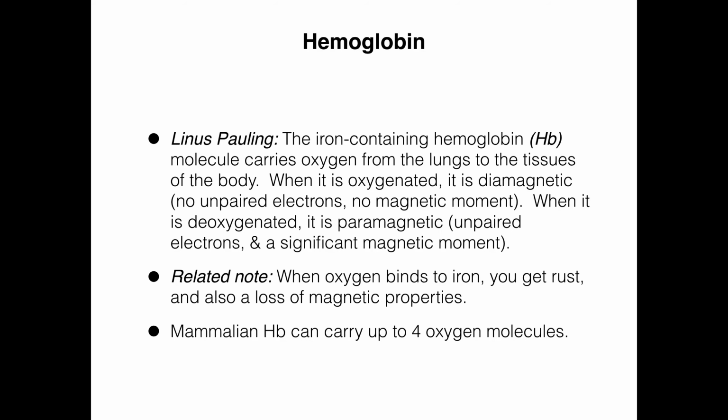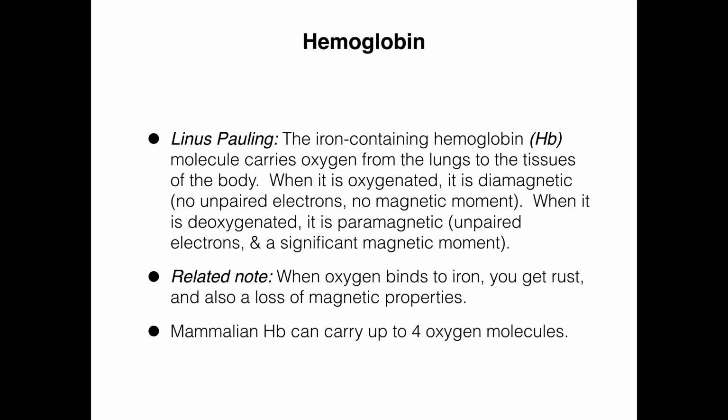So just to zoom out a bit, this idea of hemoglobin. We've known about the hemoglobin molecule since Linus Pauling characterized it. The idea is that this molecule lets the body carry oxygen from the lungs to the tissues of the body that need it, including the brain. When hemoglobin is oxygenated, it has no magnetic moment. It's diamagnetic. When it's deoxygenated, when it's delivered its oxygen molecules to the tissue, it becomes paramagnetic. So it's got unpaired electrons and a significant magnetic moment to it.